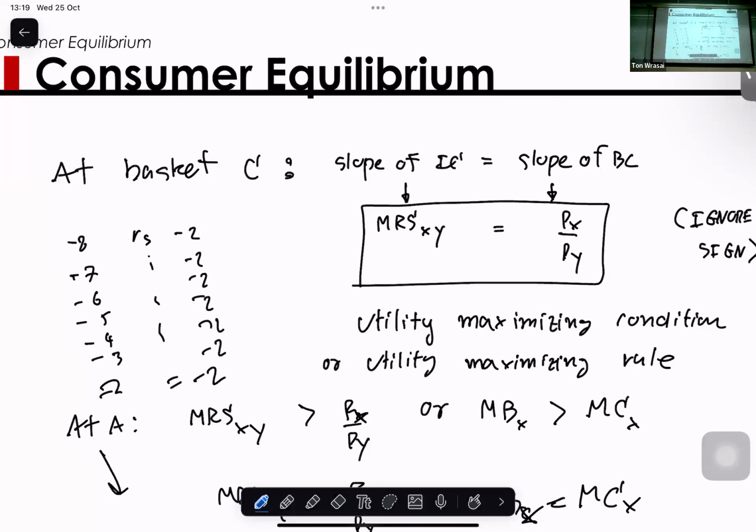Thank you. No, MRS is not opportunity cost. Opportunity cost is the other thing here. Slope of budget line is opportunity cost of good x. Incorrect, and incorrect. Okay. Wow.